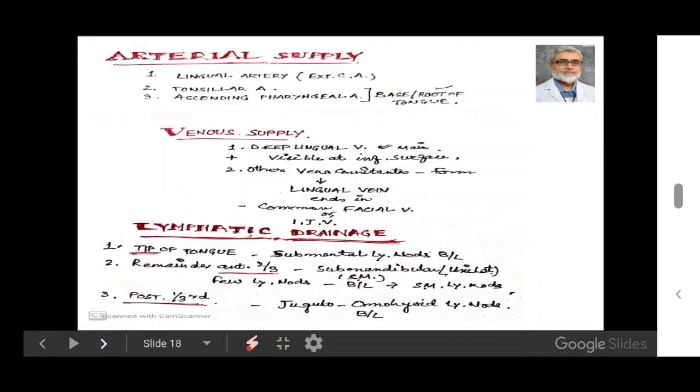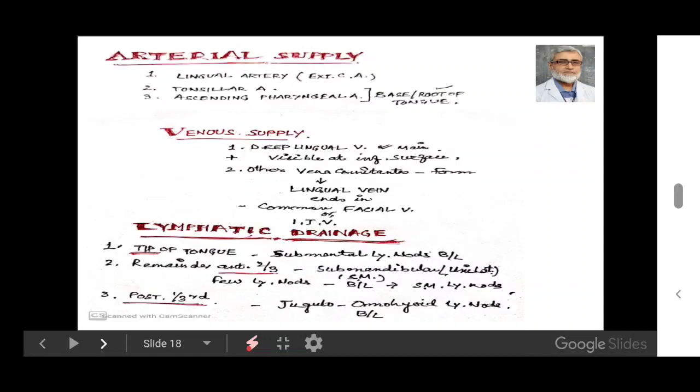Arterial supply of the tongue. It is very clear and readable. Lingual artery, a branch of the external carotid artery, supplies the tongue. The second one is the tonsillar artery. The third one is the ascending pharyngeal artery. Especially the tonsillar artery and ascending pharyngeal artery supply the base or root of the tongue region.